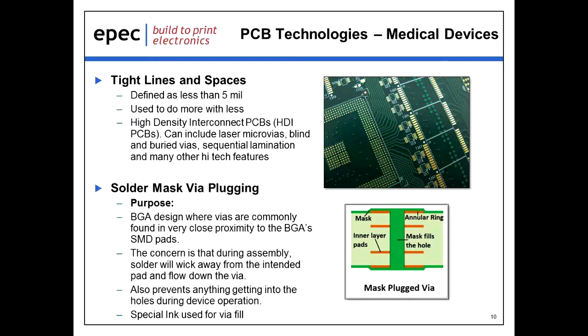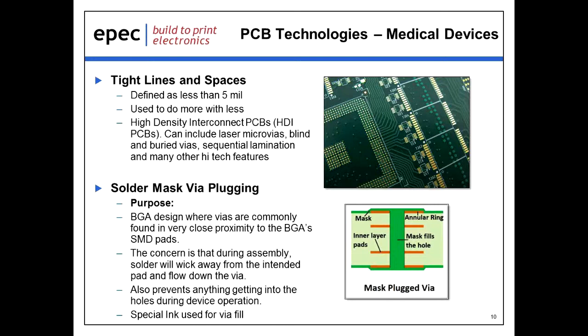Another technology is solder mask via plugging. As you can see on the right, it's when you take a via that usually is empty top to bottom and you fill it with solder mask. It's typically used in BGA designs where the vias are pretty close to the actual surface mount pad, because the concern is that during assembly the solder would wick down an open via and away from the intended solder surface mount pad, and basically there would be no connection between the BGA and the circuit board itself.